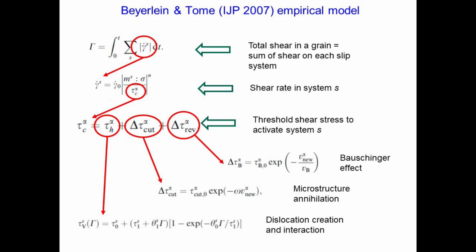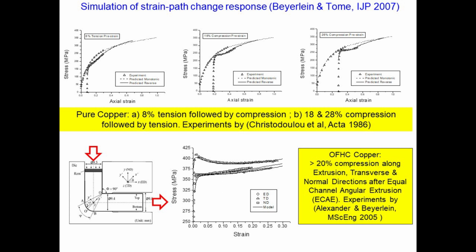Anyway, we applied that model to copper, and these experiments are 8% tension followed by compression, which is this one. So this is monotonic tension, and this is 8% tension followed by compression. This one is 18% compression followed by tension, and 28% compression followed by tension. The experiments are not our experiments; they were done by other people. But the fit to the experiments, which is also here, is very good using that model.